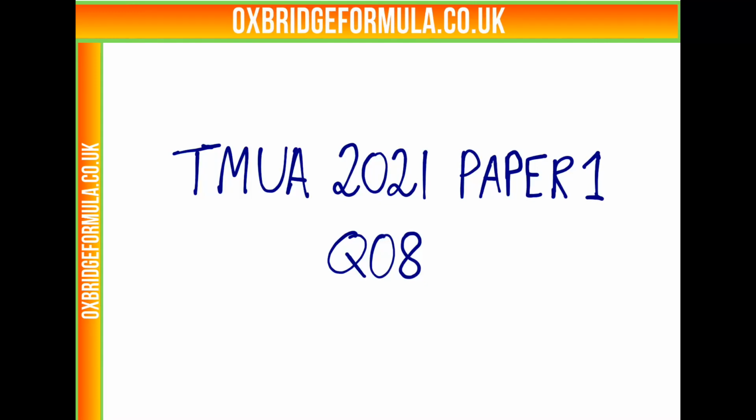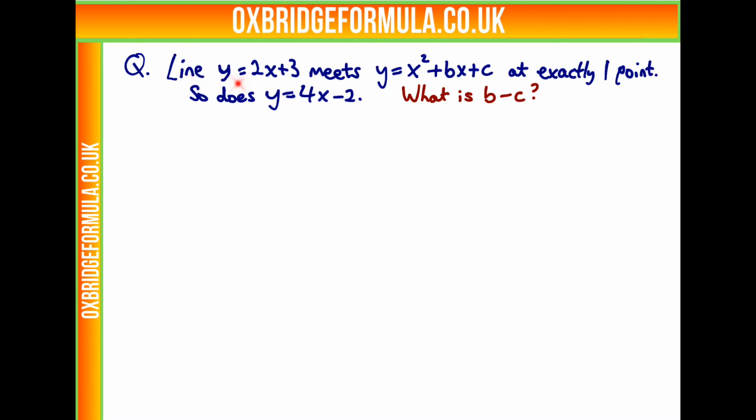This is TMUA 2021, Paper 1, Question 8. We're told that the line y equals 2x plus 3 meets the parabola y equals x squared plus bx plus c at exactly 1 point. We're also told that the line y equals 4x minus 2 does the same thing. We're asked to compute the value of b minus c.